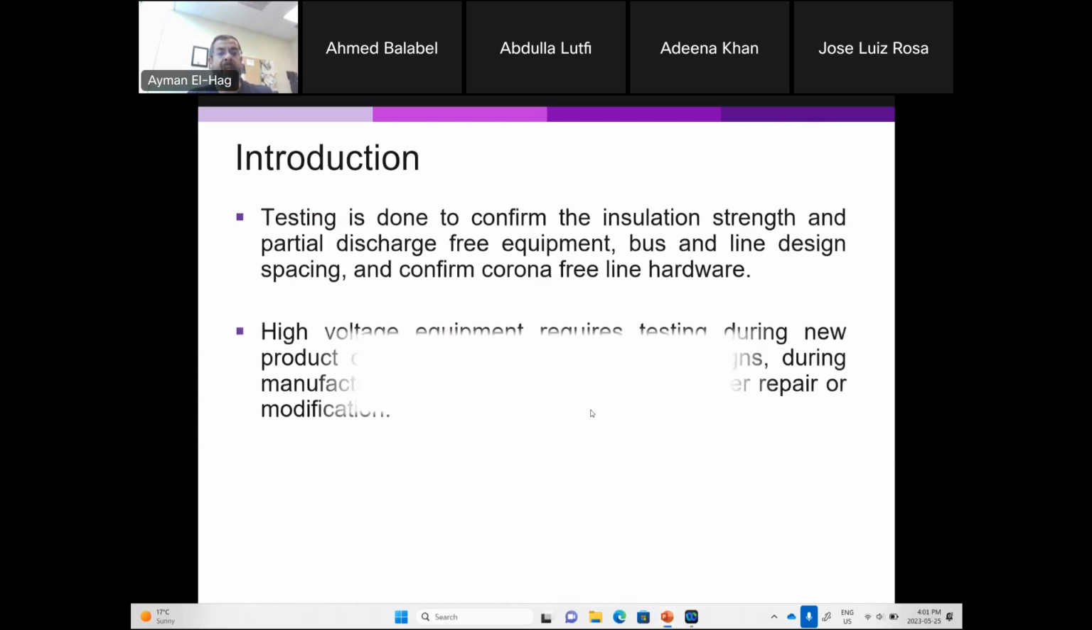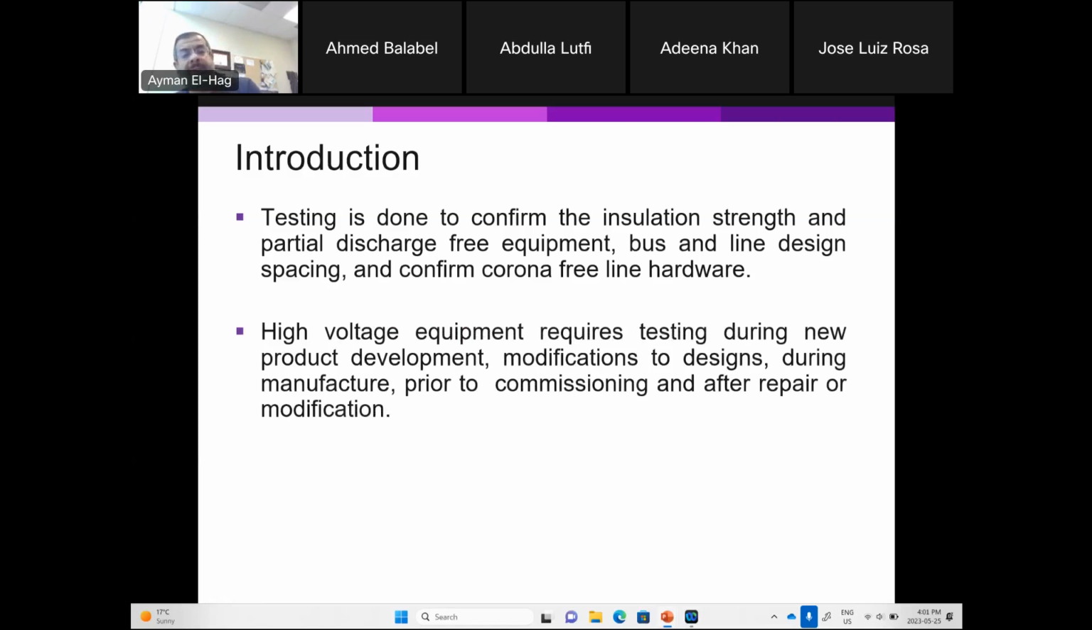Also, when we need to do the high voltage testing, we do it at different stages. For example, when you are developing a new product, you need to do that. When you make modifications to your existing design, you have to do the testing as well. When you manufacture it, before it leaves your premises, you have to test it at certain high voltage tests. So that is a requirement.